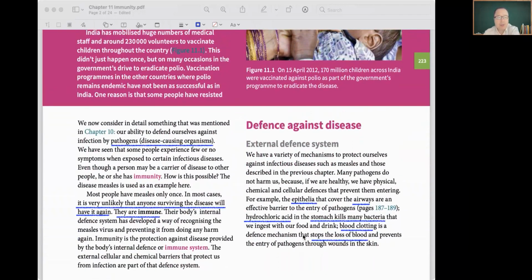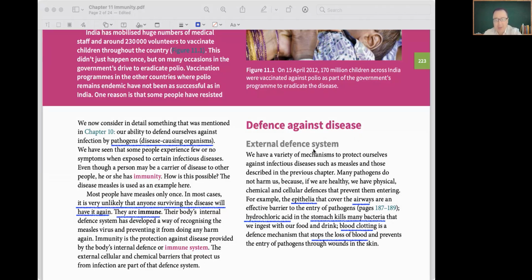Next we talk about defense against disease. We human beings have several ways to fight against disease. The first is the external defense system. I'm sure that you know that the human skin is the largest organ of our human body.